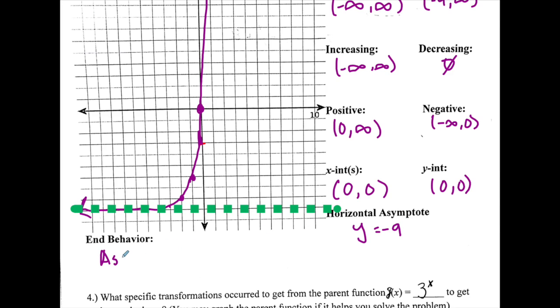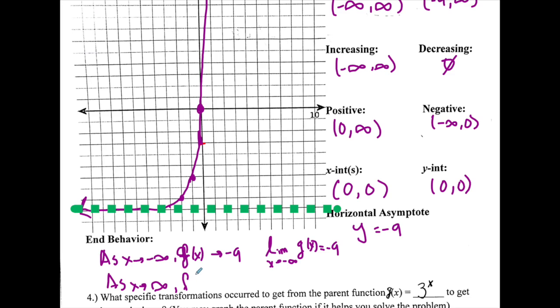Okay, end behavior. As x goes to negative infinity, f of x goes to negative 9, or in limit notation, the limit as x approaches negative infinity of g of x is negative 9. And then you write as x approaches infinity, f of x approaches infinity. Remember, you only do one or the other. Sorry, I get so used to writing f, it's g. The limit as x approaches infinity of g of x is infinity.